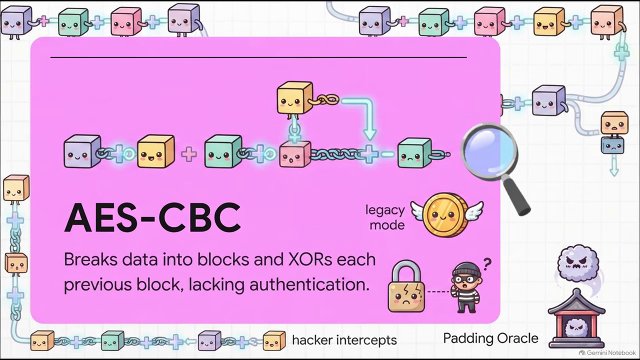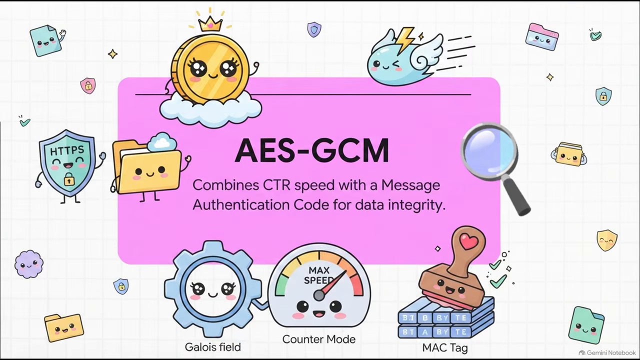Sounds great, right? But here's the major flaw. CBC lacks built-in authentication. That means if a hacker intercepts your data and alters it, the system might not even realize it's been tampered with. This leaves you wide open to something called a padding oracle attack. Because of that, the absolutely crucial move is choosing a modern mode like AES GCM, or Galois counter mode.